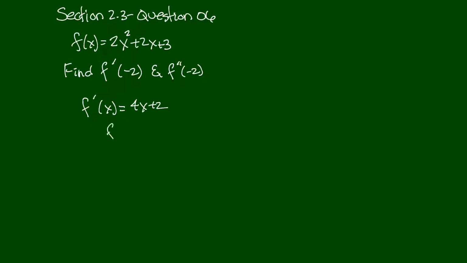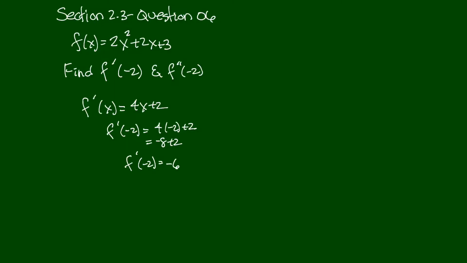And now what I want is I want this derivative at negative 2. So this is going to give us 4 times negative 2 plus 2. How about negative 8 plus 2? So let's claim that f prime of negative 2 is negative 6.